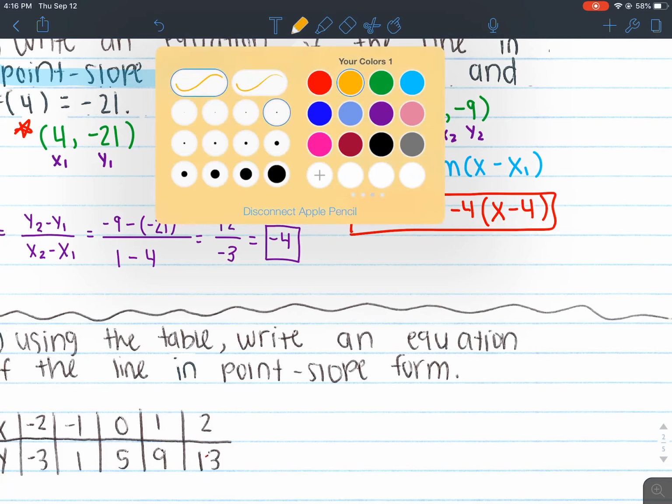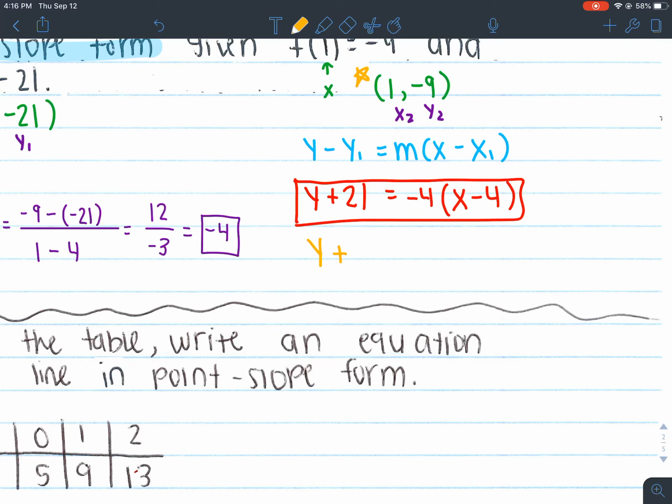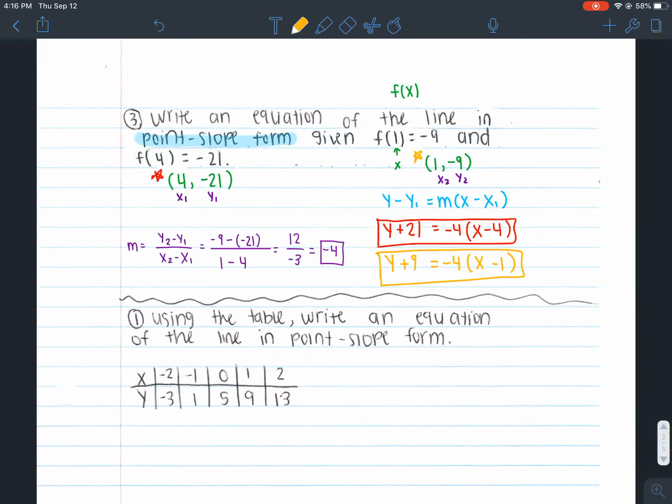Another answer I could have is using this point. So I have y plus 9, right? Because when I plug in my y1, in this case it's my y2, but when I plug in that y value, it's going to be a positive 9, equals my slope, which is -4, times x minus 1. So this is also another answer I could have.